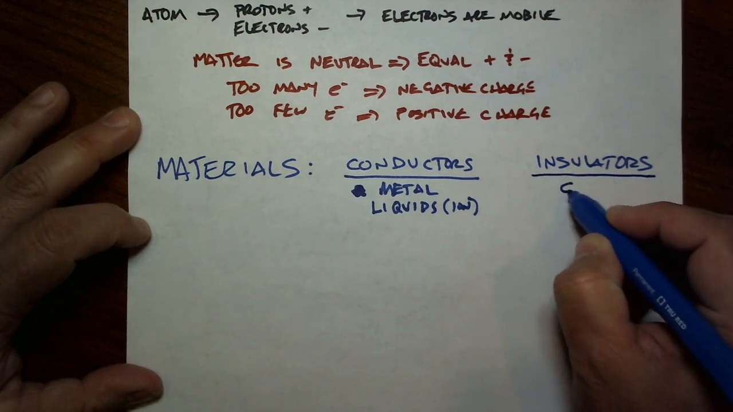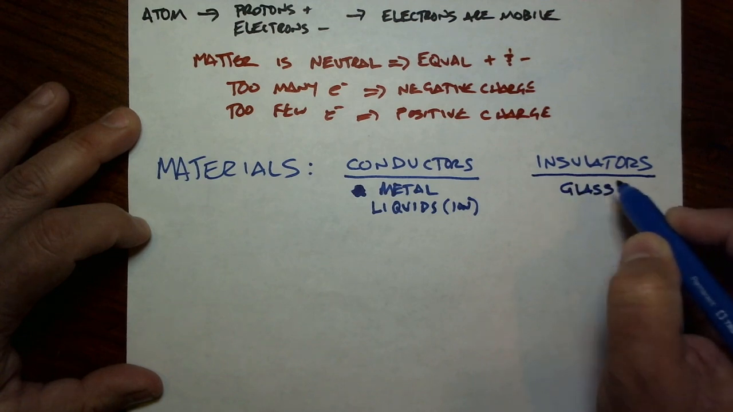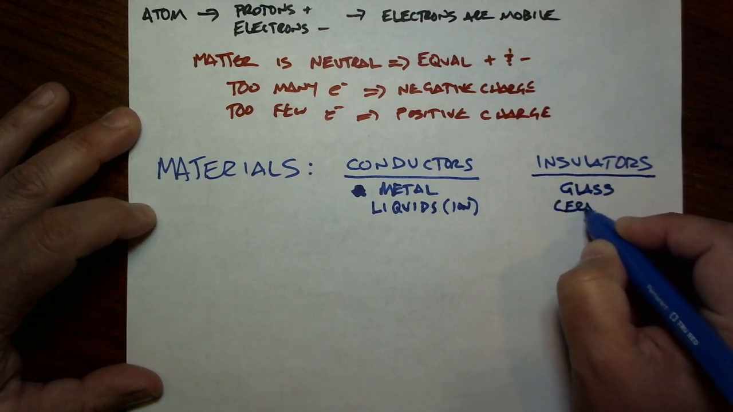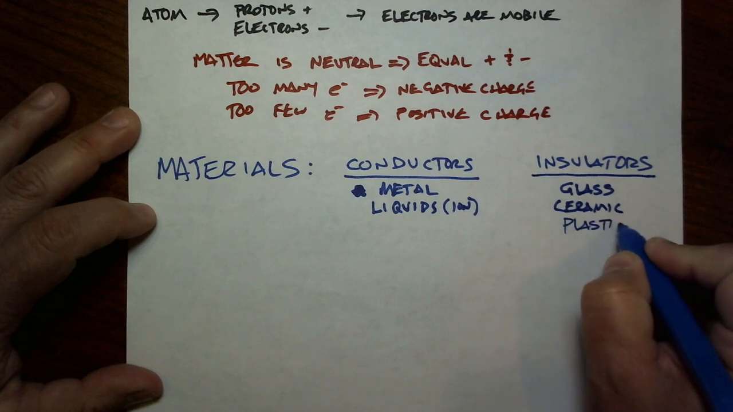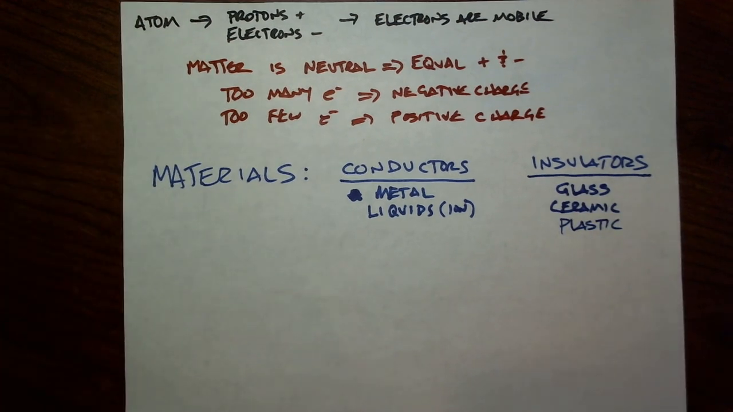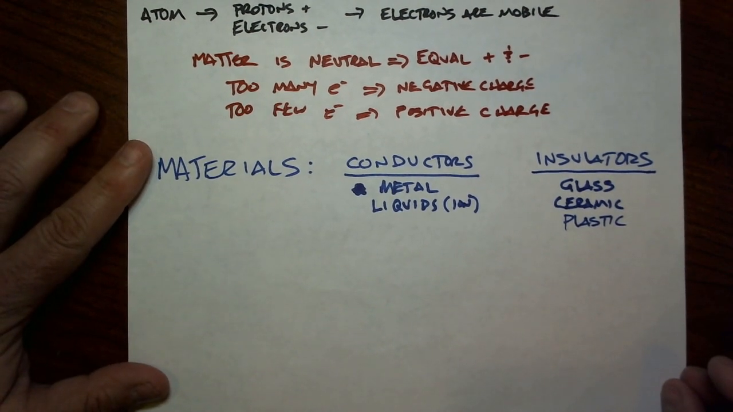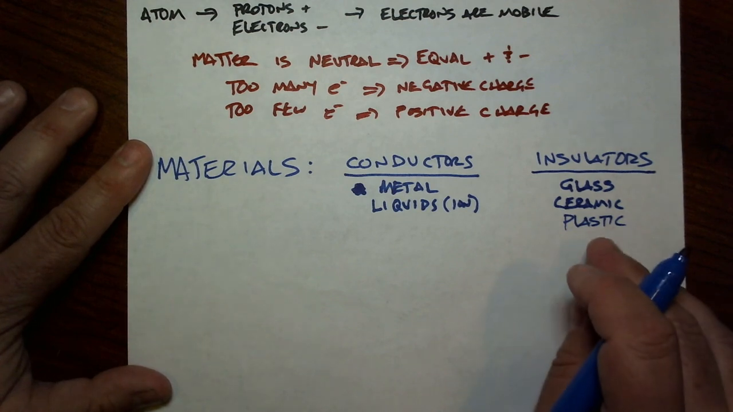Insulators are things like glass, which is a very good insulator, ceramic, which I guess a lot of people think of as being glass, or plastics. These are good insulators because in them, the electrons tend to be stuck with whatever atom they are part of. It's really hard to knock electrons free of their atoms.